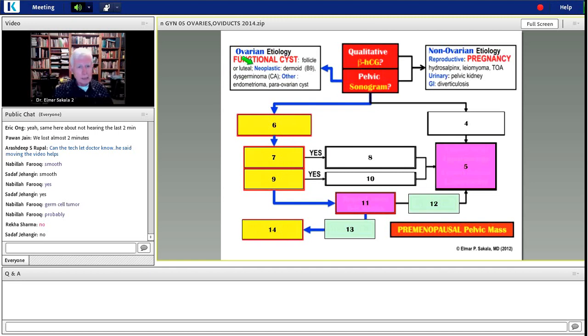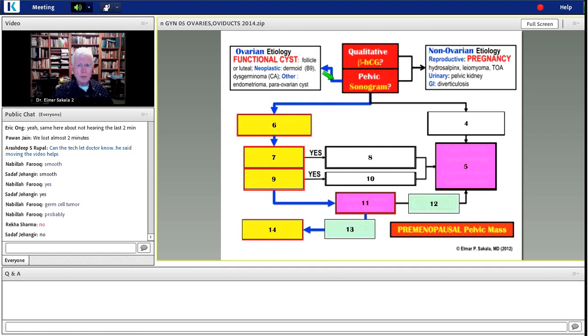Now, if it is a neoplastic mass in a young woman, I mentioned this before, a dermoid cyst. This is my shorthand for benign. A dermoid cyst, a benign cystic teratoma, that is benign, but that's common in young reproductive years. Dysgerminoma is the most common solid cancer of the ovary in a young woman. You can also have an endometrioma, which is not a functional mass. It is not a neoplastic. And a para-ovarian cyst, which I'll show you a picture of.